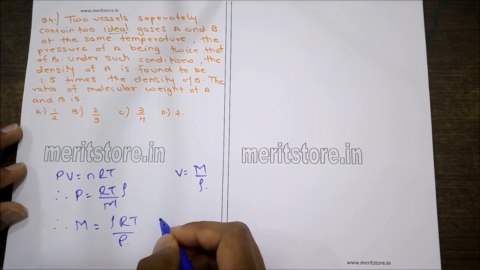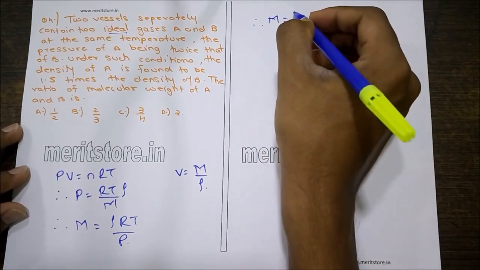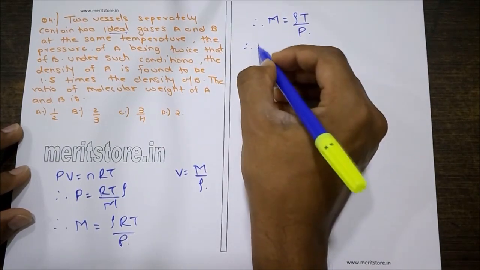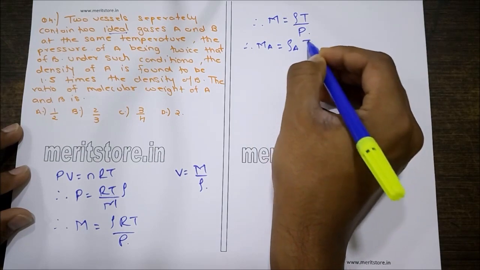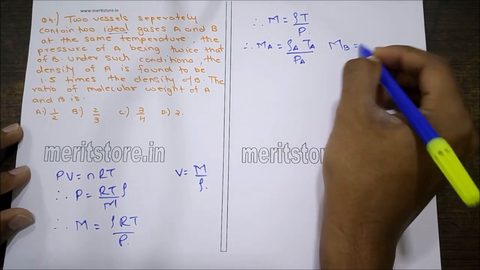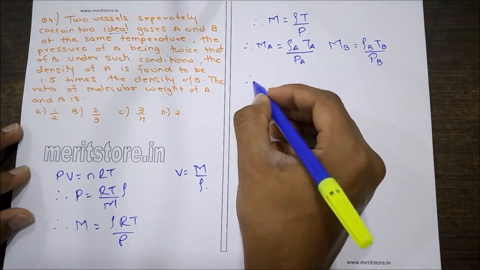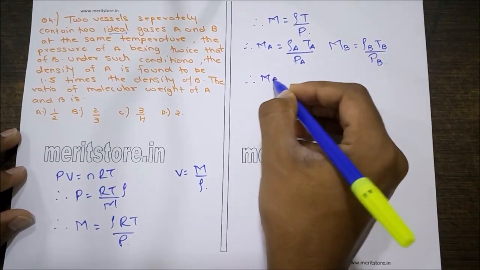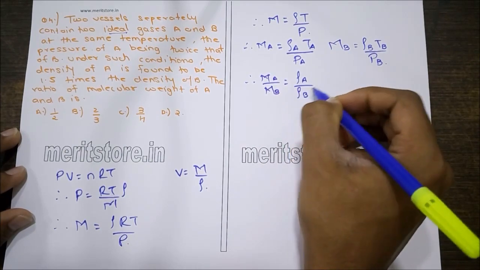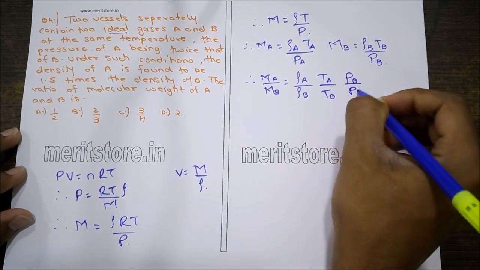R is a constant. So what it comes out to be is M equals rho T upon P. So for the gas A, MA equals rho A TA upon PA, and for the gas B, the molecular weight of gas B would be rho B TB upon the pressure of gas B. Now taking the ratios of MA by MB, MA upon MB would give rho A upon rho B, TA upon TB, and PB upon PA.